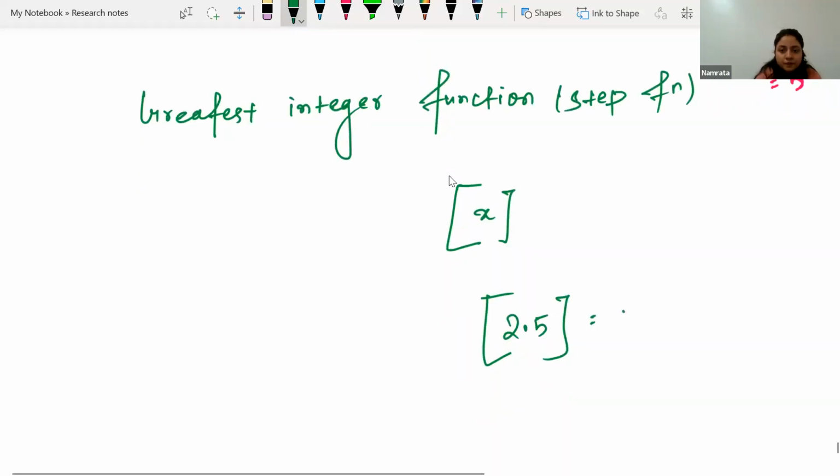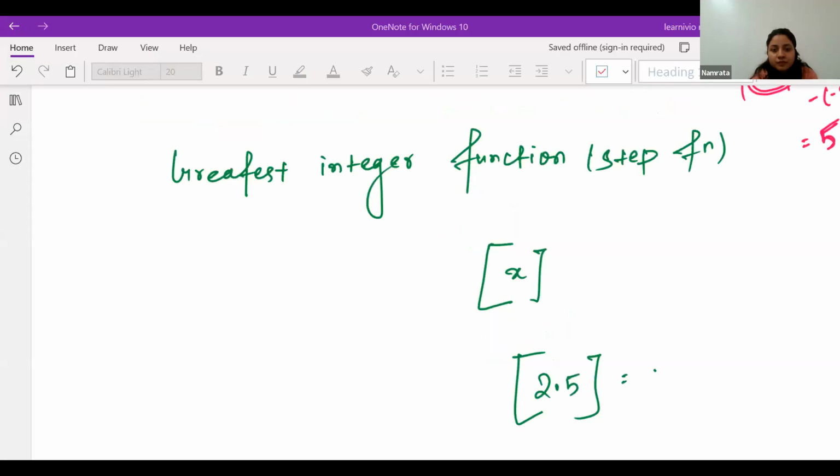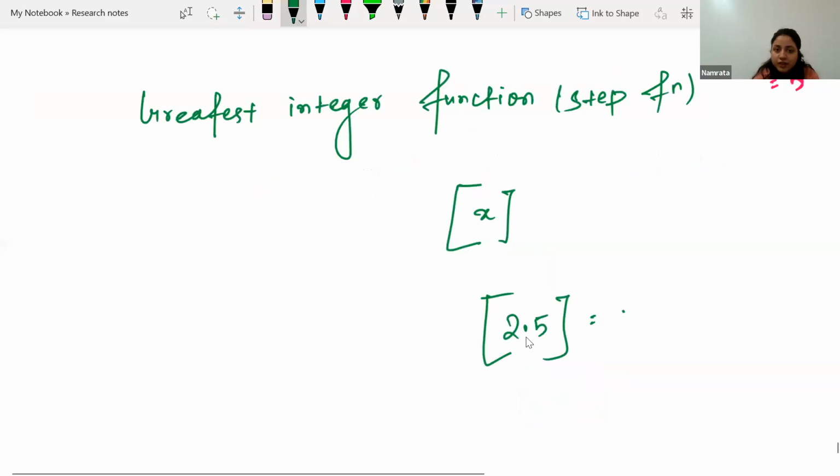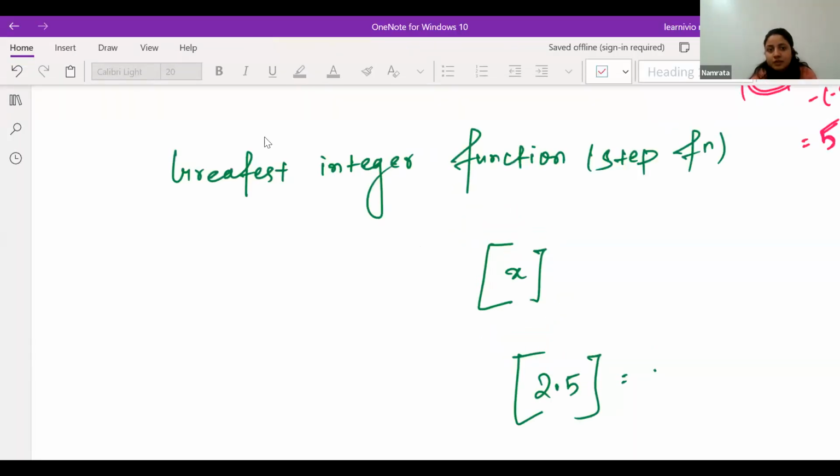Anyone? 2.5. Yeah, what? 2.5. The result will come out as 2.5 only. Yes, everyone agreeing with him. Yes, only ma'am, 2 will come out. Okay, 2 will come out.